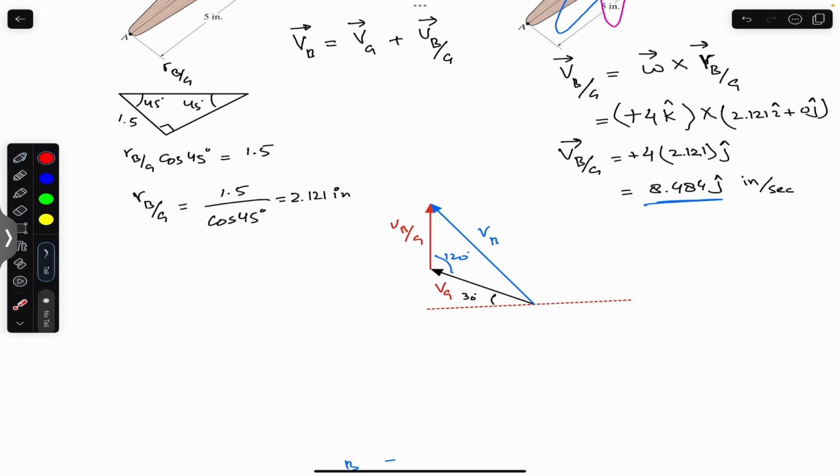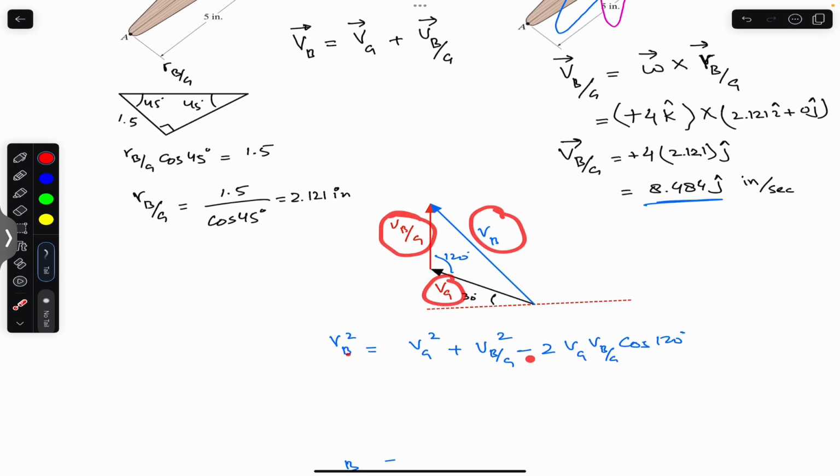Now to find the magnitude of this VB, we can apply the law of cosines. So for the law of cosines, we can write that VB square is equal to VG square plus velocity of B relative to G square minus 2 VG into velocity of B relative to G cos of the included angle, right? We want to find the magnitude of VB, so we need to take the square root on both sides.